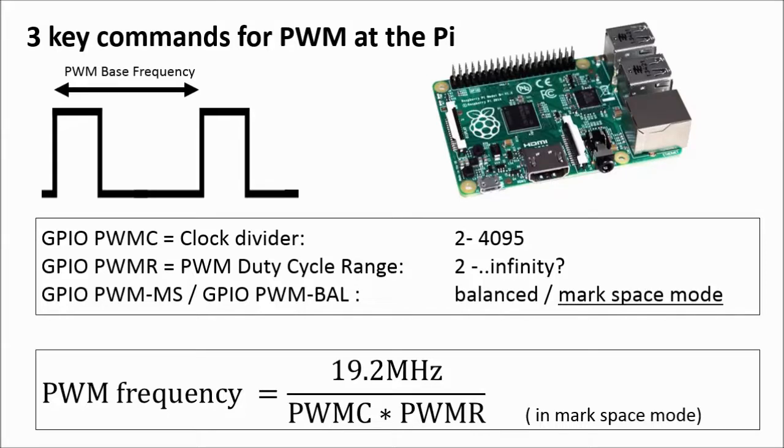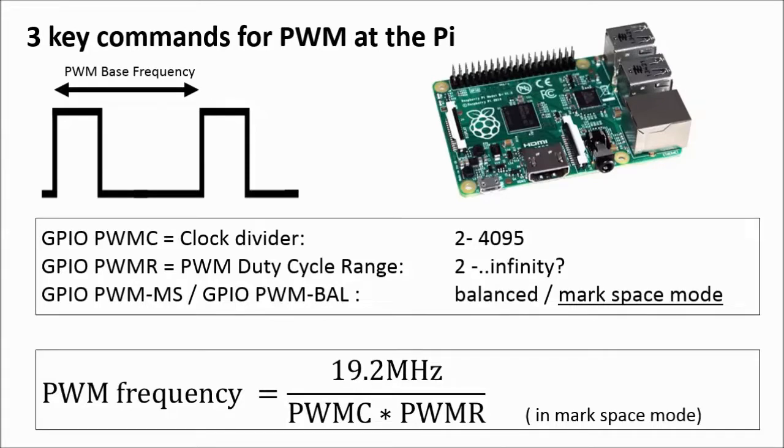Then, the third, there's an operating mode. There are two modes available. GPIO PWM-MS will set the mode to mark space mode. GPIO PWM-BAL will set the mode to balanced mode. The default setting is balanced mode. Balanced mode will cut the PWM pulses in small parts and distribute the pulses as evenly as possible to reduce the ripple. The other mode is mark space, which is the textbook version of PWM. If you want to set the frequency, you must set the mode to mark space.